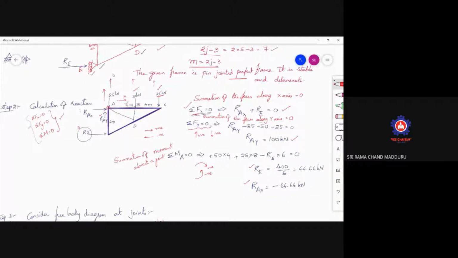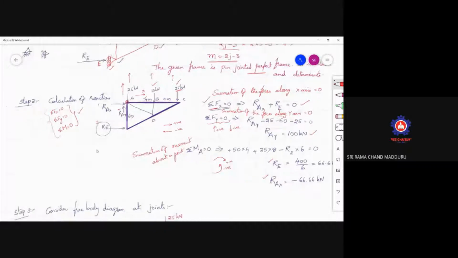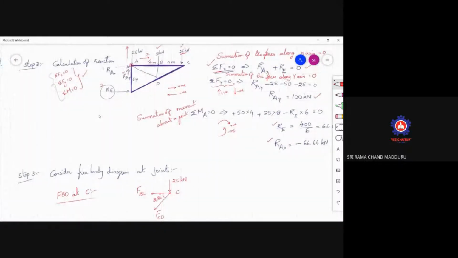Is it a stable structure or an unstable structure? In the next step, we calculated the reactions. In the third step, we require to calculate the member forces in each member. First of all, draw the free body diagram.